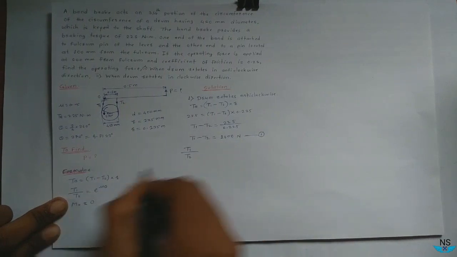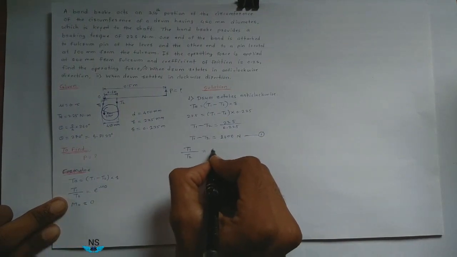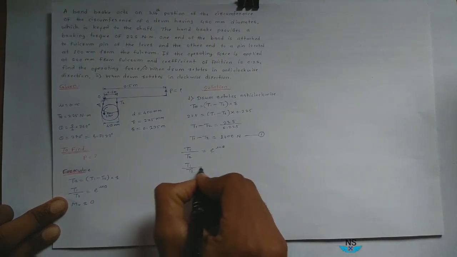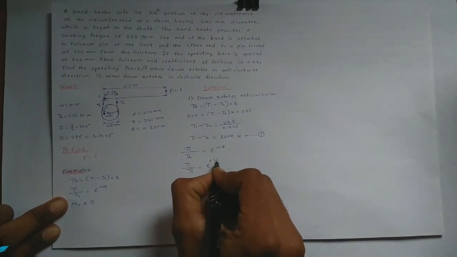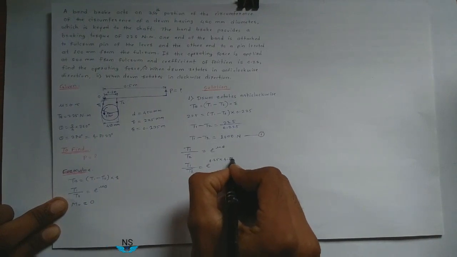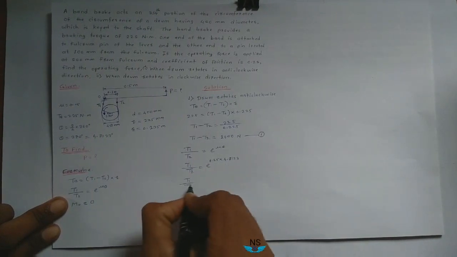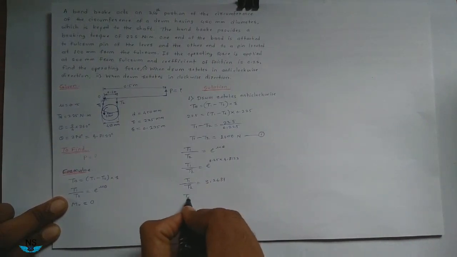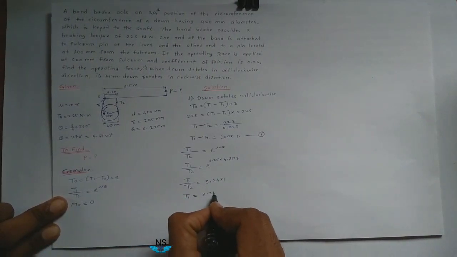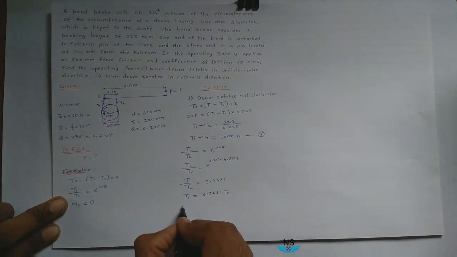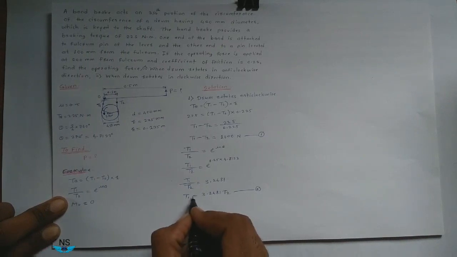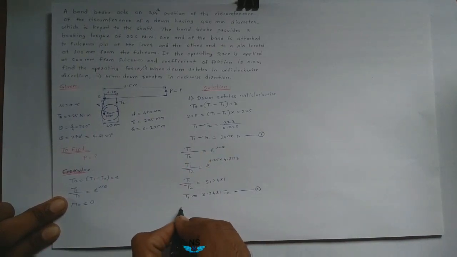Now tension ratio T1 divided by T2 is equal to e raised to mu theta. So T1 divided by T2 is equal to e raised to 0.25 into theta 4.7123, which becomes 3.2481. Now T1 is equal to 3.2481 T2. This is the second equation.